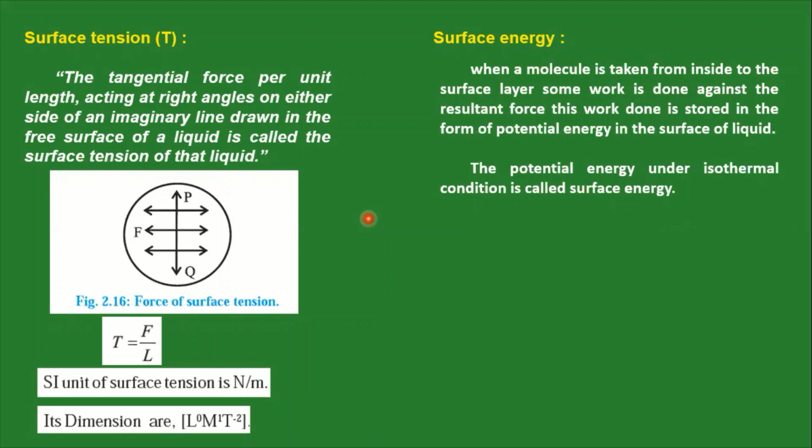against the resultant force. Because you know that on the uppermost layer, whatever molecules are present, they experience a downward force. Against that force, we are bringing this molecule in the upward direction. So some work is done, and this work done is stored in the form of potential energy in the surface of the liquid, and the potential energy under isothermal condition is called surface energy.